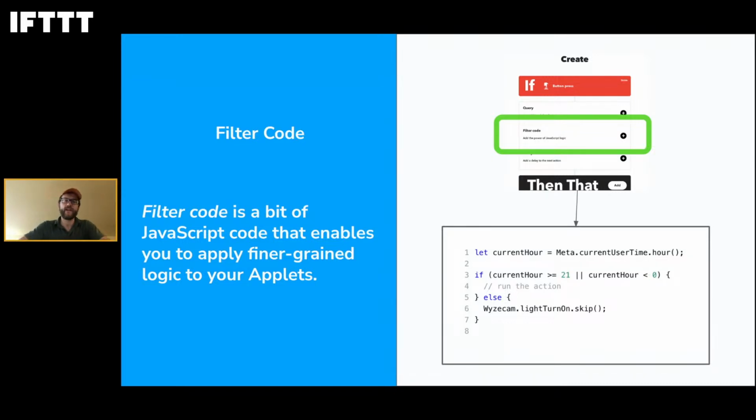Filter code is a bit of JavaScript code that enables you to apply finer-grained logic. This is a little more advanced feature, but it allows you to more finely tune how your applet action works and even set up things like skips, where if certain conditions are met, the applet will not continue to run.